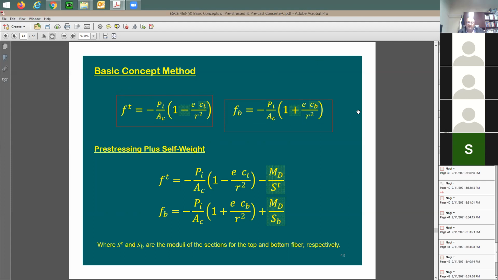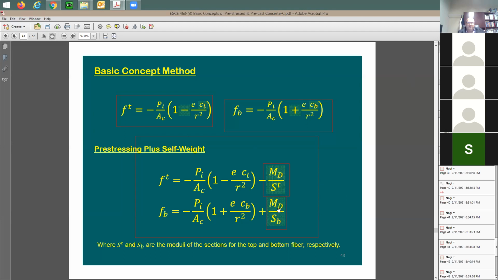At the initial pre-stress, all what you have is only the self-weight. You guys agree on this, right? This is why I'm going to be using this equation. These two equations are going to be good at the initial pre-stress. So right at the initial pre-stress, you can take this M dead load divided by S top and M dead load divided by S bottom.